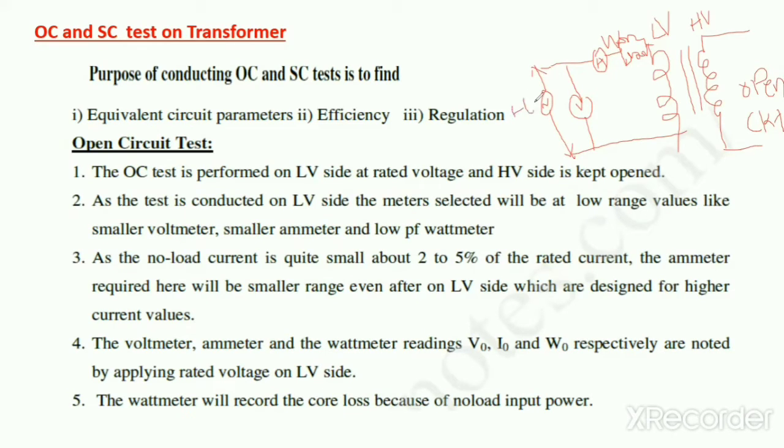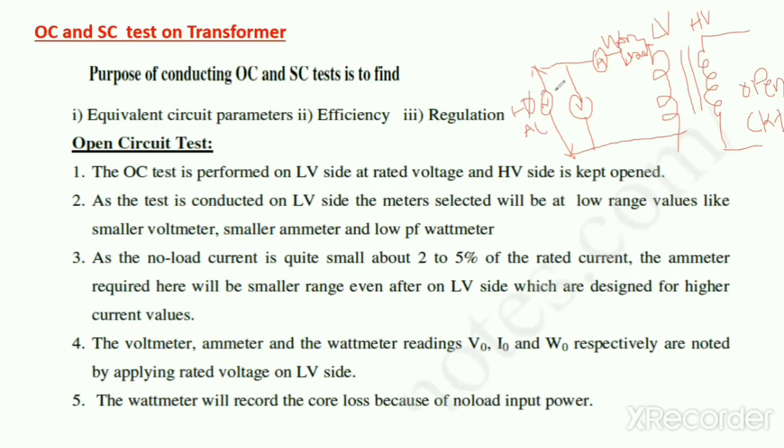This is single phase AC supply. Therefore, all the equipments are connected on the LV side, and the HV side is open circuited. As the no load current is quite small, about 2 to 5% of the rated current, the ammeter required here will be of a smaller range, even though the LV side is designed for higher current values. Therefore, the voltmeter, ammeter, and wattmeter readings, that is V0, I0, W0, are noted by applying the voltage on the LV side.